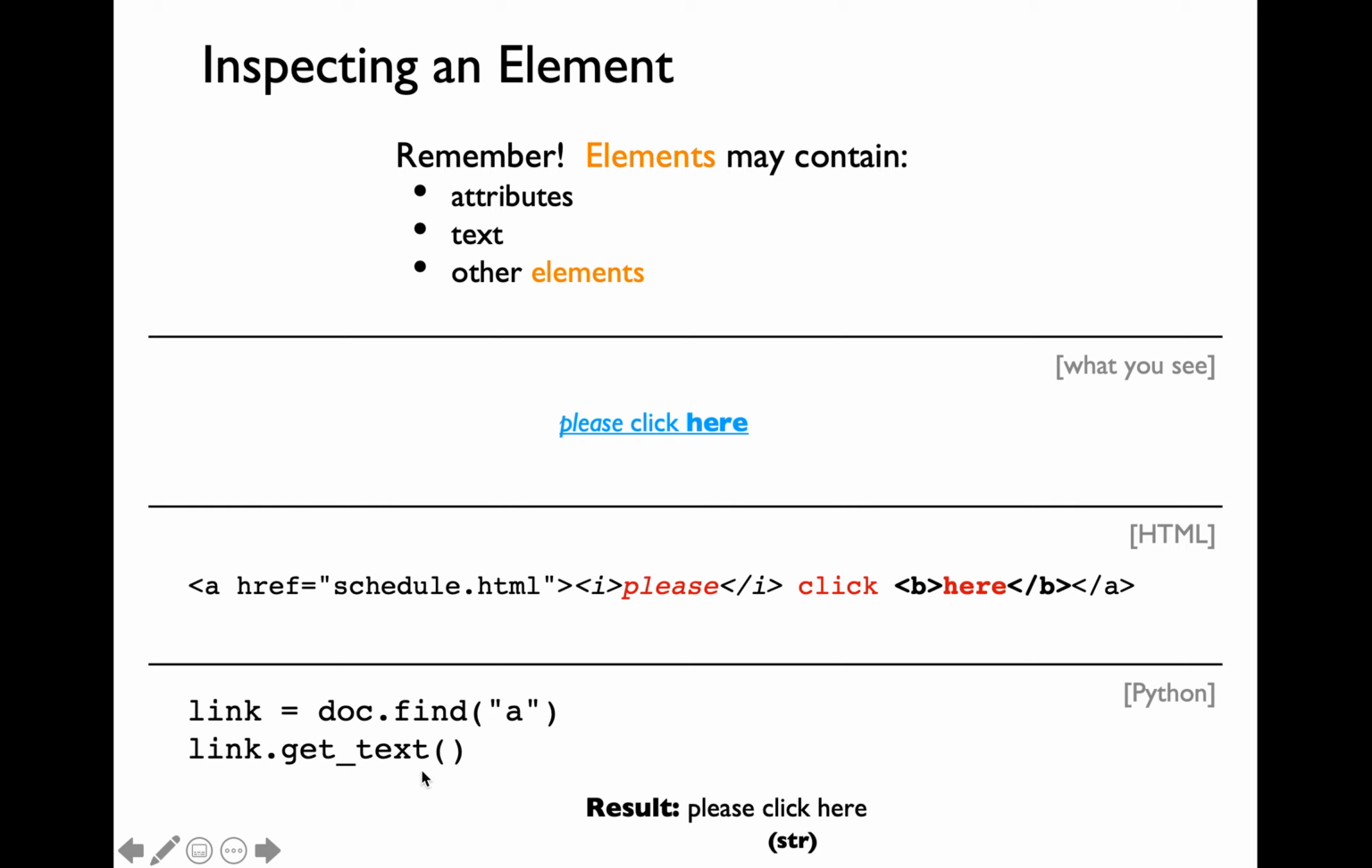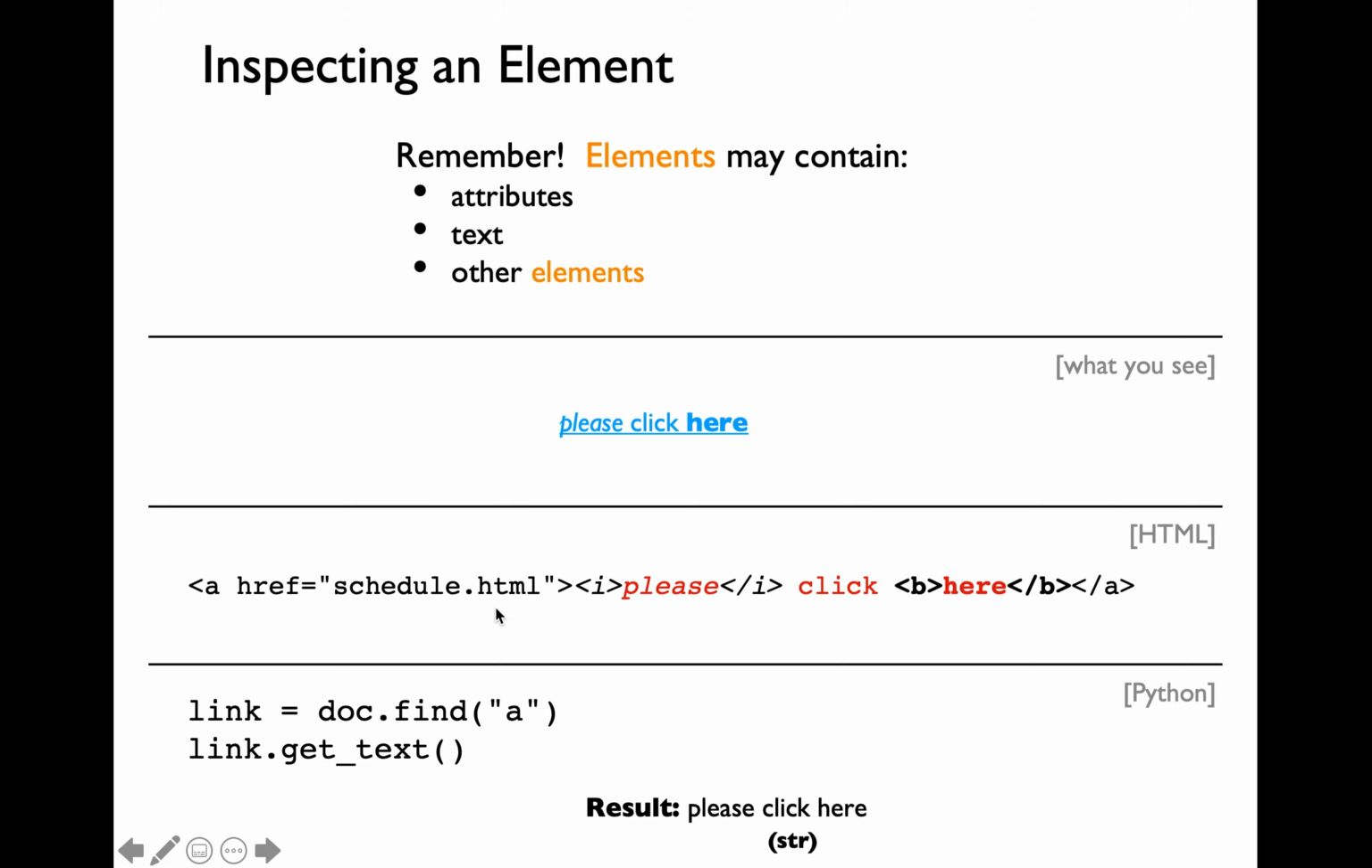The next function that I want to talk about is the get_text function. We have already covered an example of that. You can invoke the get_text function on any element. An example would be link.get_text. This is only going to retrieve the text within the element. It is not going to retrieve the formatting associated with it. So you'll end up getting just this string, please click here, even though you have children elements within this anchor link element here.